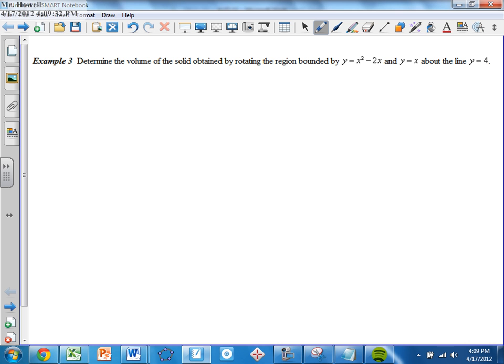Determine the volume of the solid obtained by rotating the region bounded by the first function and the second function. And we're going around the line y equals 4. So we're no longer revolving this around the x-axis. It's not just the x-axis that's rotating, but we're also going around that line now. So let's go ahead and start by graphing this.